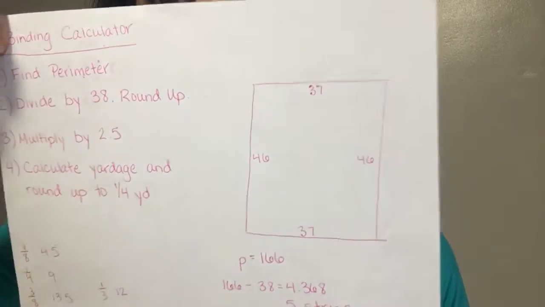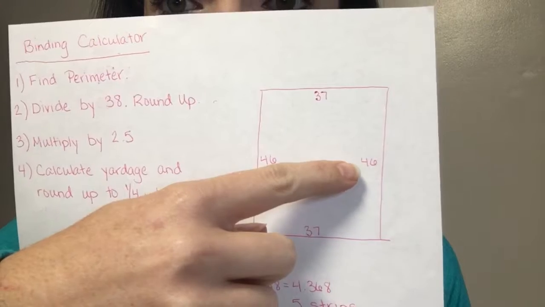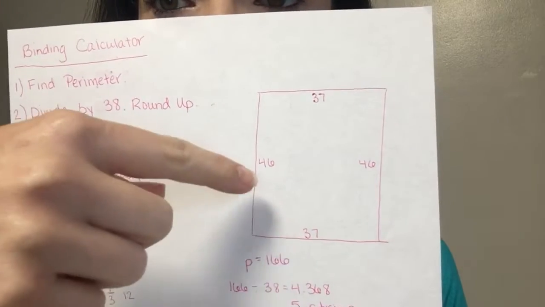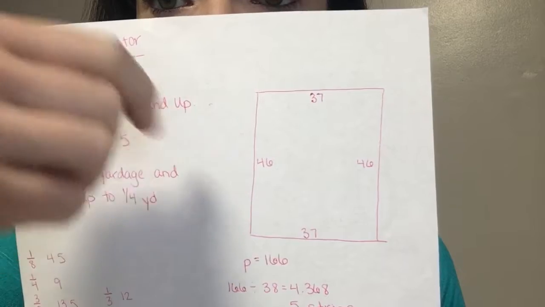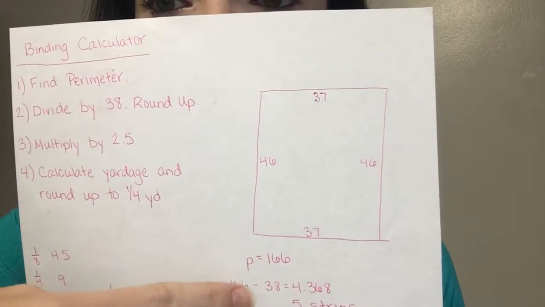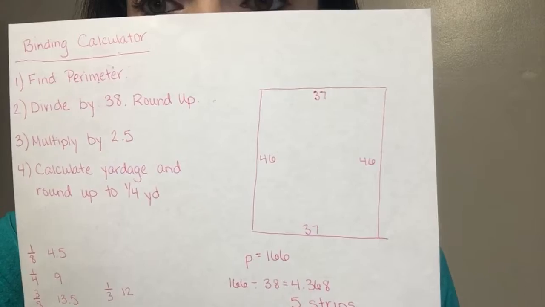But the perimeter is going to be this measurement plus this measurement plus this measurement plus this measurement, which, if your quilt is 37 by 46, is going to be 166 inches. 166 inches is the length of the strip that we need to bind our quilt with. We don't want to cut 166 inches off the bolt because we'd have too much fabric. We only need a 2.5-inch strip. So we need to know how many skinny strips off the bolt we're going to cut to sew them all together and make a 166-inch strip.